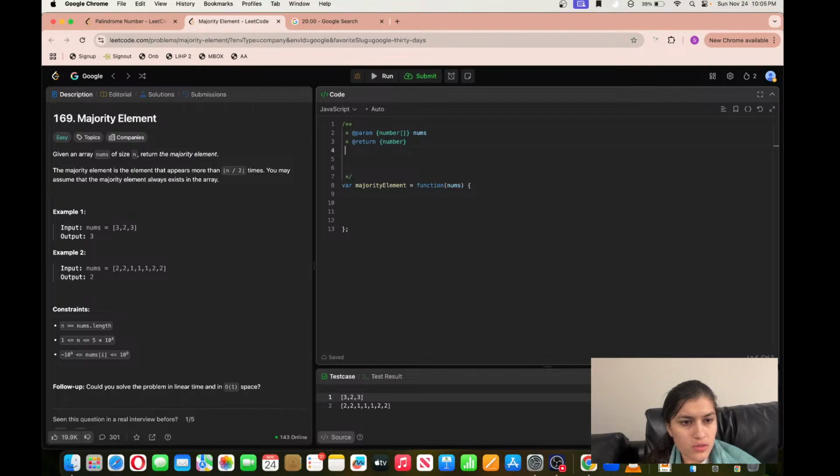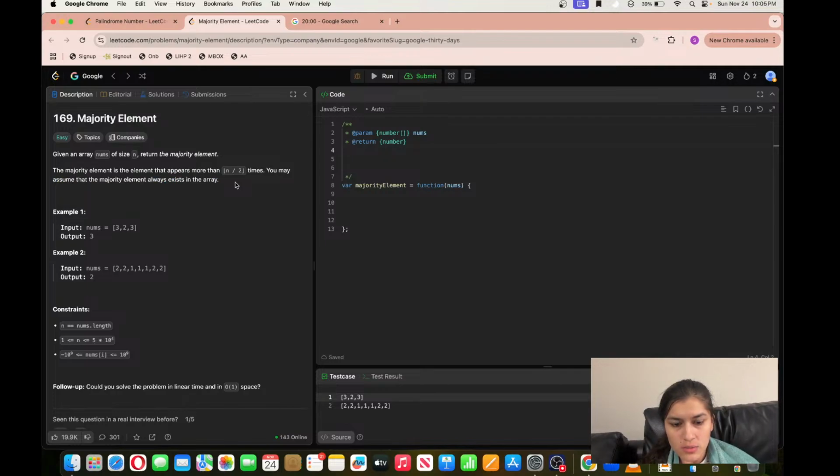Okay. Isn't this question too easy? Could you solve the problem in linear time and O(1) space? Yes, right? The majority element is the element that appears more than n by 2 times. You assume that the majority element always exists in the array.